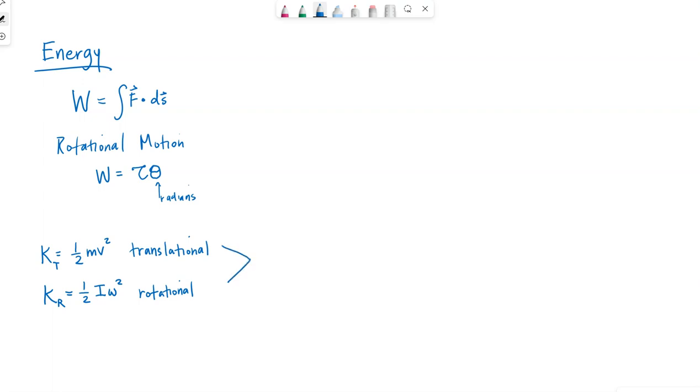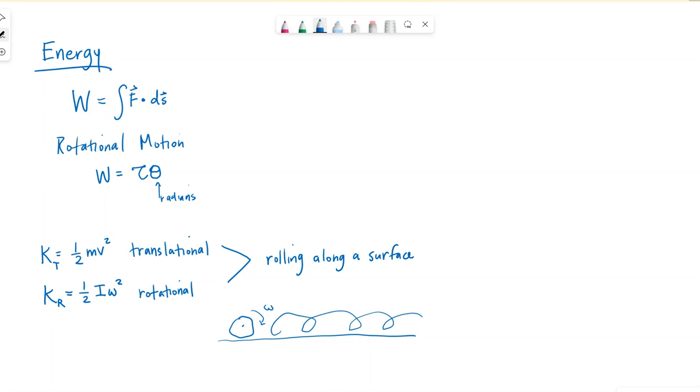Now, an object that is rolling along a surface has both types of kinetic energy. If it's rolling, it keeps rolling across the surface. It has translational kinetic energy simply because it's traveling from one place towards another. So that's translational. I might have just said rotational, sorry. Translational kinetic energy simply because the object as a whole is moving from one location to another, but it has rotational kinetic energy as well because it is rotating around a rotational axis. So anything rolling along a surface has both translational kinetic energy and rotational kinetic energy.